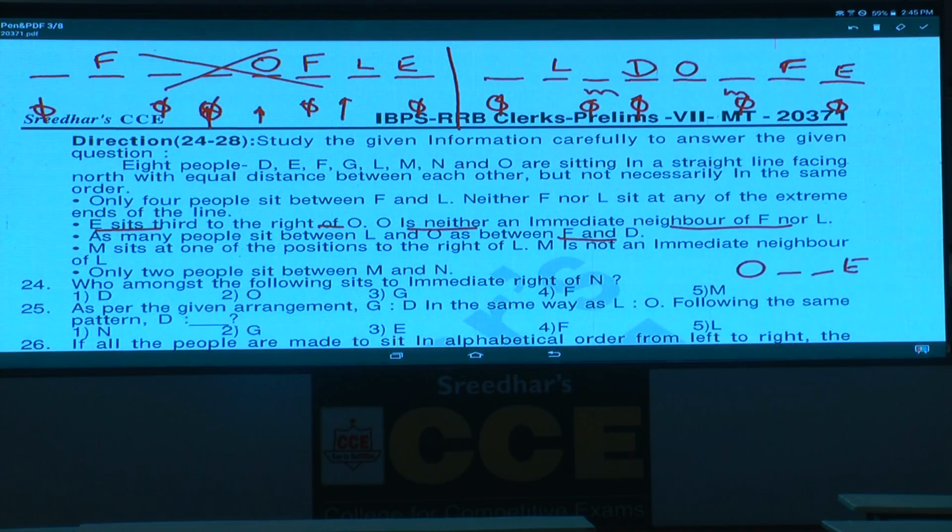Then M is not an immediate neighbor of L. As M is not a neighbor of L, M cannot be at this place, then M must be here, isn't it? If M is here, only 2 people between M and N will be here. If only 2 people between M and N, then who is the person left over? D, E, F, G, isn't it? Now G is the person left over, hence G must be here. Now we are left with only the second case. Done with this?